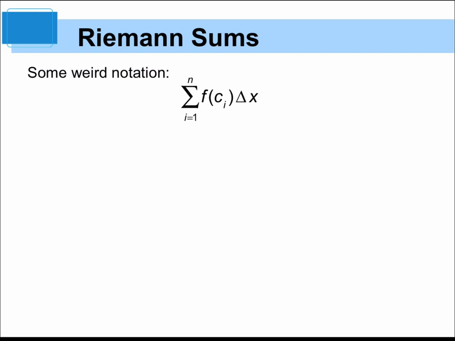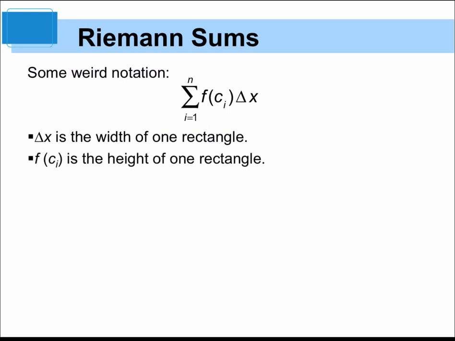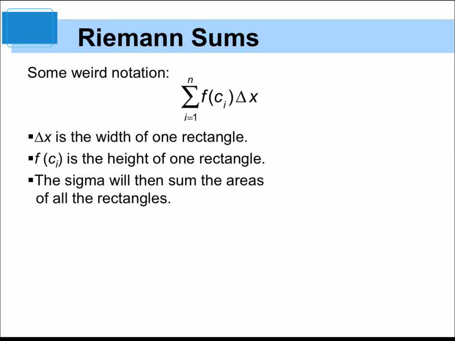So our notation is the following. Delta x is the width of the rectangle. We talked about that yesterday. How do you find delta x? B minus A over N. B minus A over N. Good. F of C sub I is the height of one particular rectangle. Any one, it doesn't matter, it's just some random rectangle. And then, of course, we said the sigma will add all those things up.